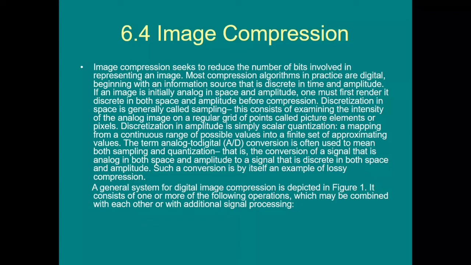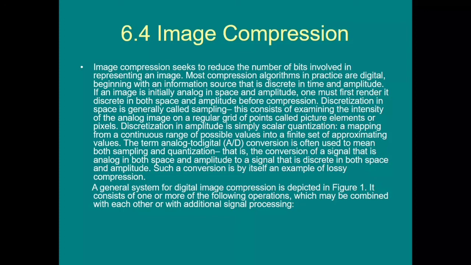Image compression seeks to reduce the number of bits involved in representing an image. Most compression algorithms in practice are digital, beginning with an information source that is discrete in time and amplitude. If an image is initially analog in space and amplitude, one must first render it discrete in both space and amplitude before compression. Discretization in space is generally called sampling. This consists of examining the intensity of the analog image on a regular grid of points called picture elements, or pixels.